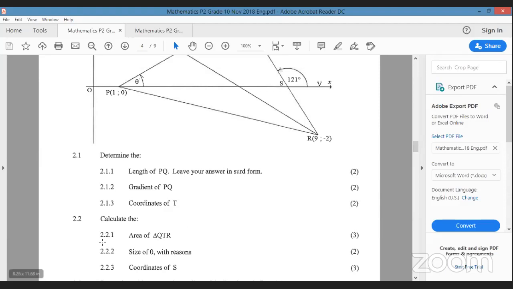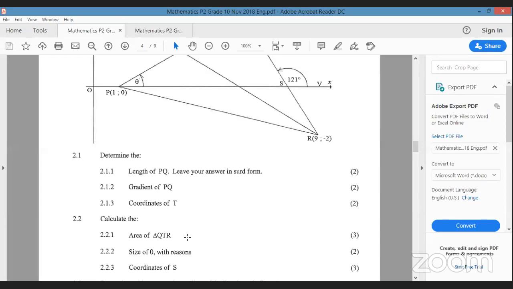Now, 2.2.1, they are looking for the area of the triangle. Now, guys, this is very important. When you are calculating the area of the triangle now, guys, you have to know it by now.